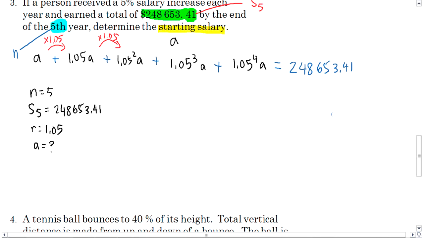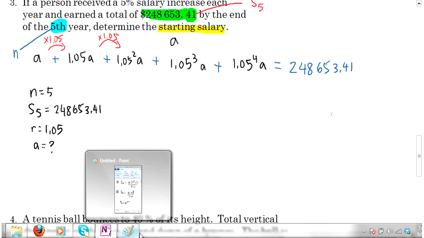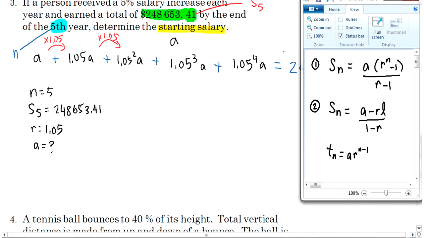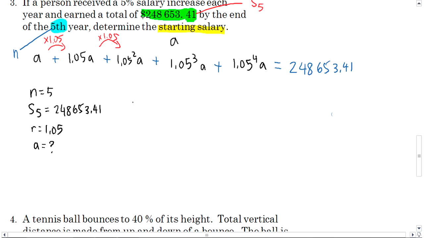Let's see if we can use a formula here to plug it in based on what we've got. So I've got N, S5, and R. I don't have A, I've got R, and I've got N. So I can use the first equation. So let's use the first equation. Shall we? We shall. Would you like to try this? Please go ahead and pause.